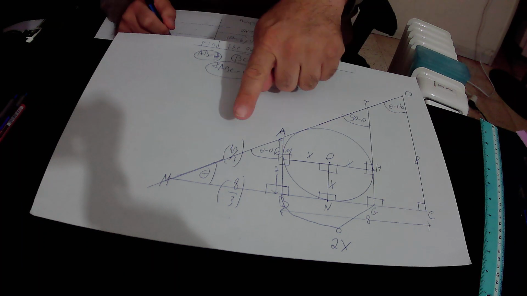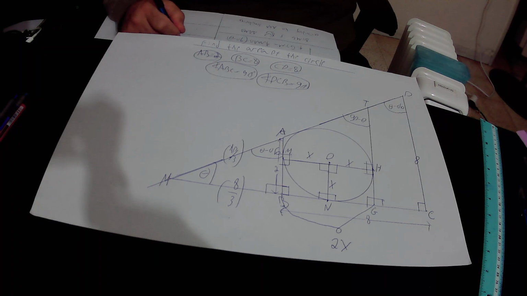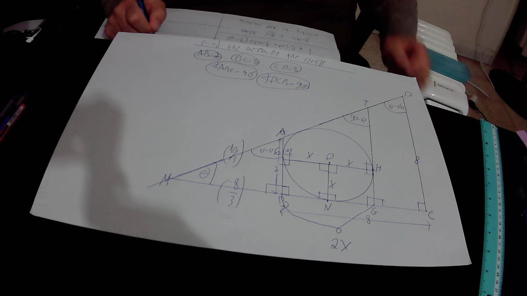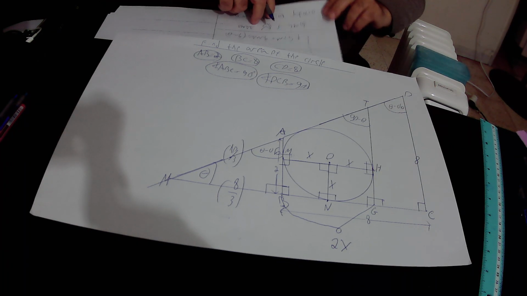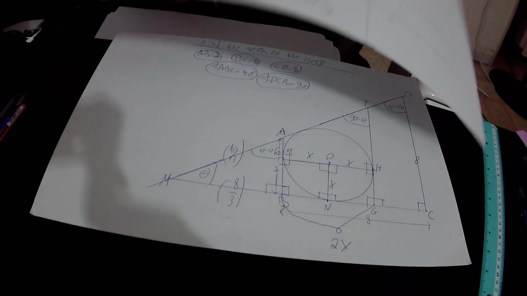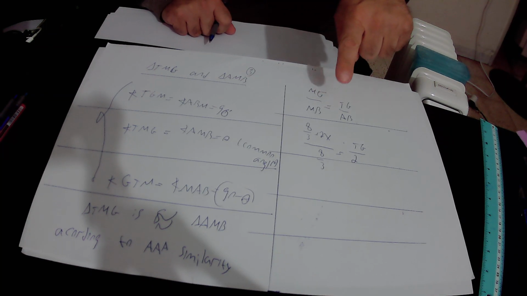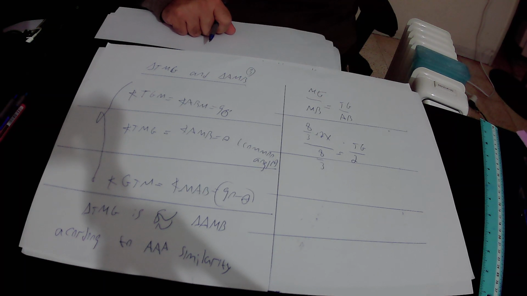Over MB is 8 over 3, and it is equal to TG, which is unknown, so we leave it as it is, over AB, which is 2, so we substitute AB by 2. So in conclusion, we found out that 8 over 3 plus 2x over 8 over 3 equals TG over 2.